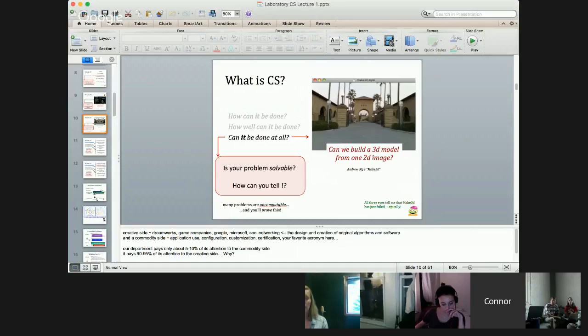On the more practical side, like this one: can we build a 3D model from a single image? If we have a single photograph of a building, can we create a program that's able to look at that and say, okay, I'm going to build you a 3D model of this?